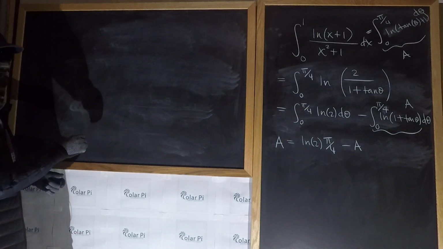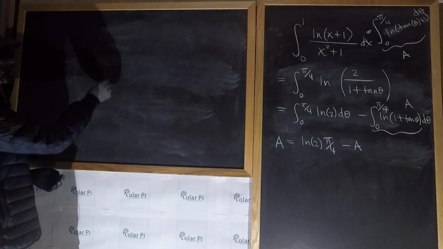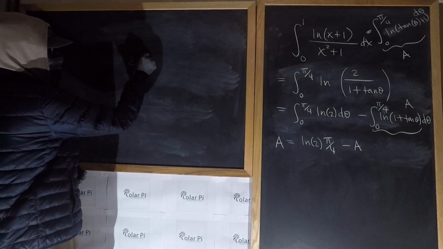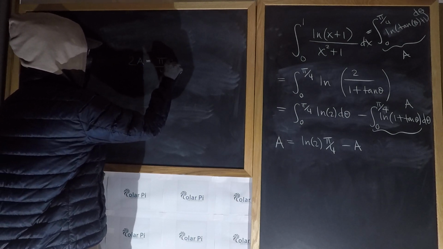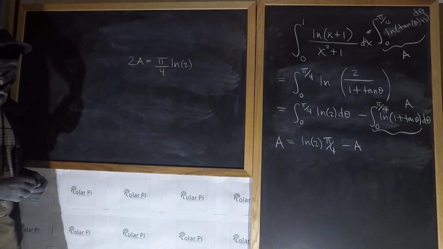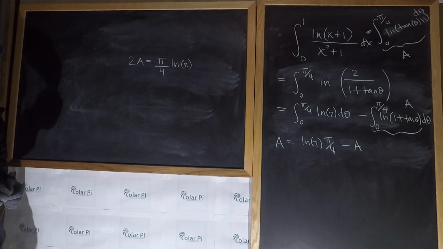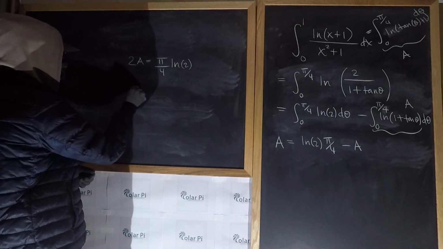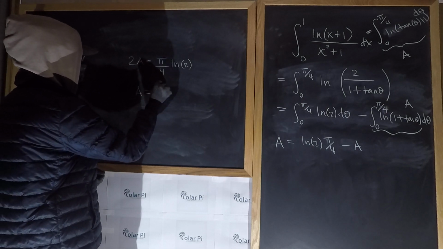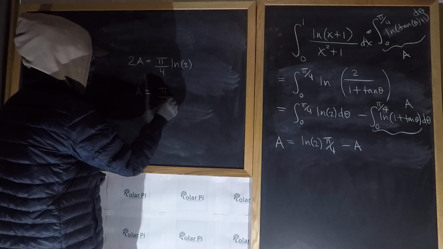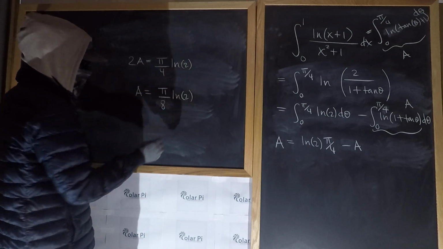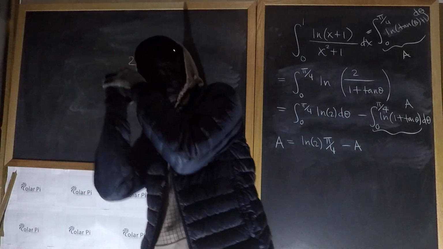Because now, if we add a to both sides, we have 2a is equal to pi over 4 times the natural log of 2. Right, that's got a better ring to it. And if I divide by 2, we see that the integral we're seeking to solve is equal to pi divided by 8 times the natural log of 2. Yeah? Okay, cool. Bye.